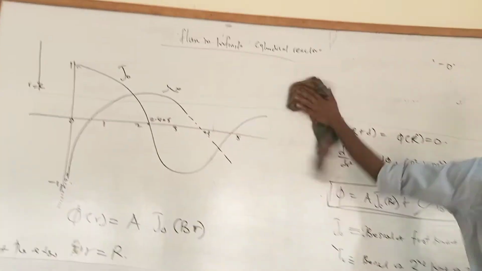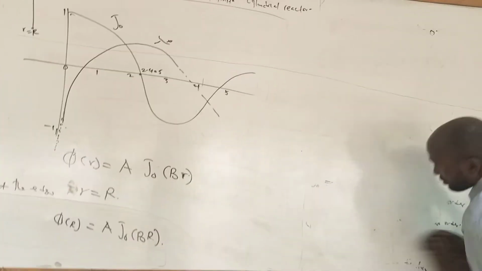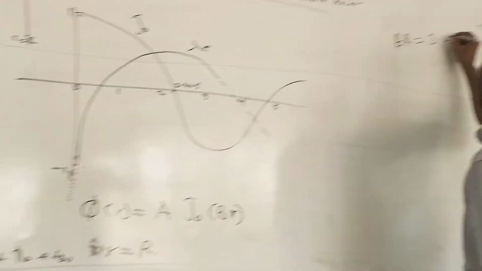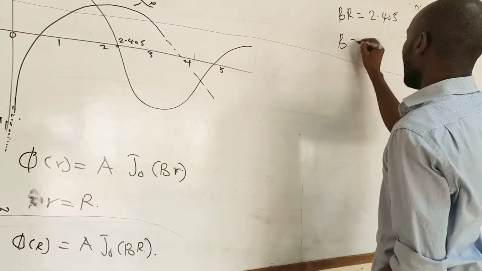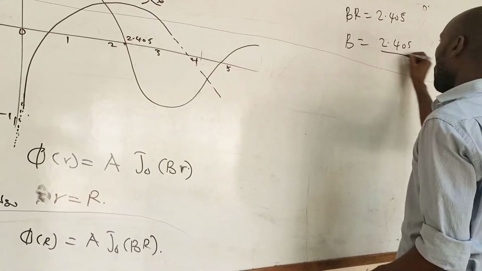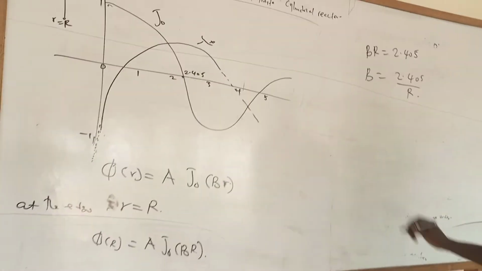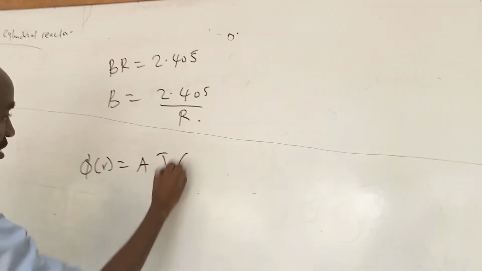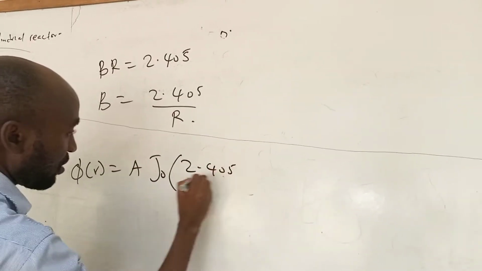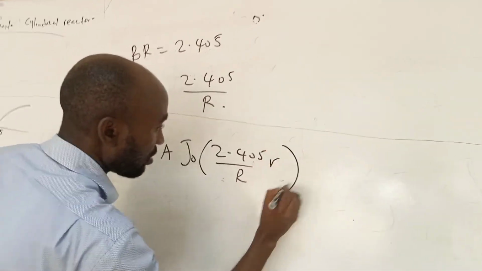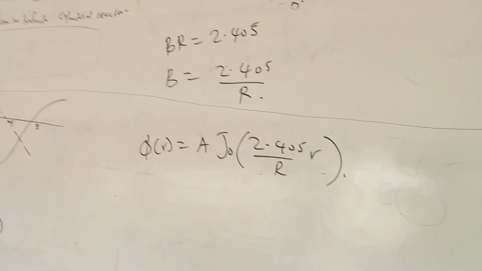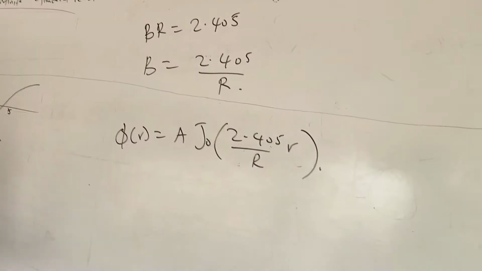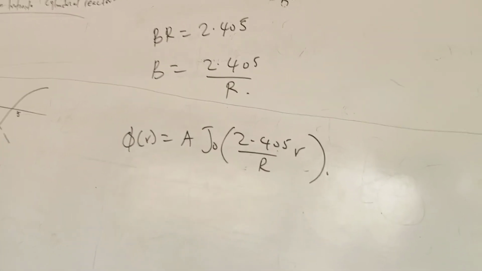That means B R is equal to 2.405. That means B is equal to 2.405 over R. So our final flux is A J naught of 2.405 r over R. So now the remaining is for us to calculate the value of A that we are going to get from the operating power of the reactor.